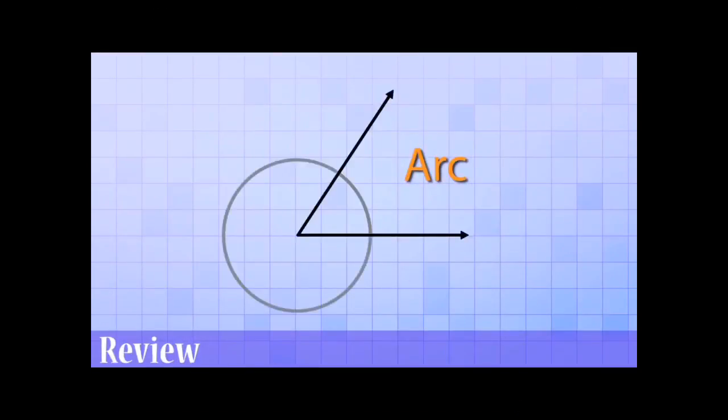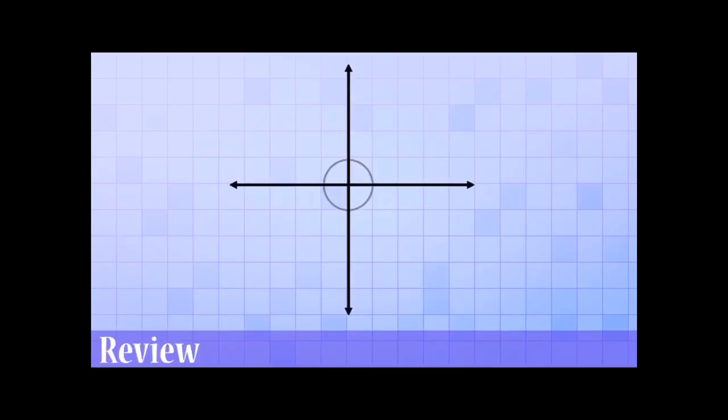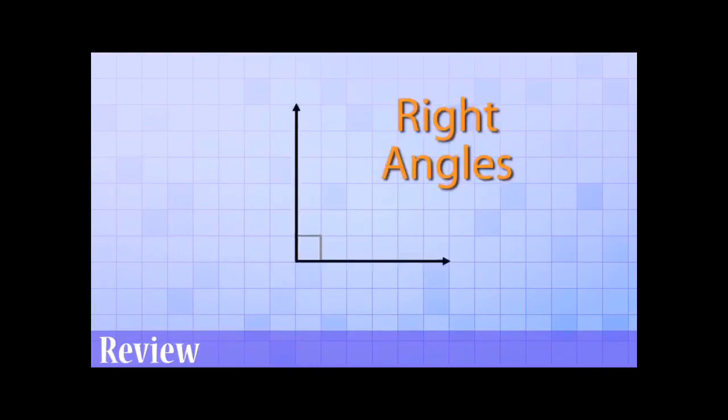An arc is a part of a circle. Arcs can be used to represent an angle between two intersecting lines. When intersecting lines form all exactly equal angles, the lines are perpendicular. Perpendicular lines form right angles. Right angles are square corners, and we use a special square symbol to show that an angle is a right angle.